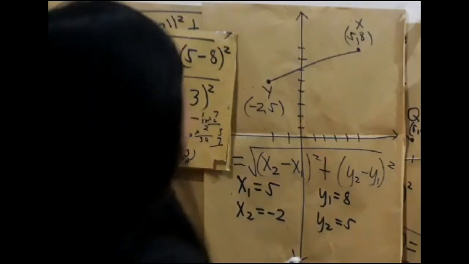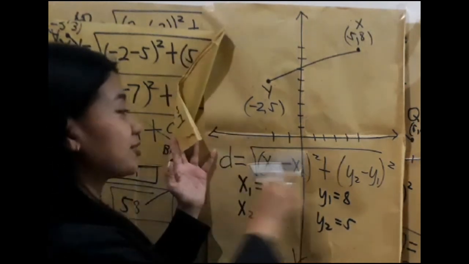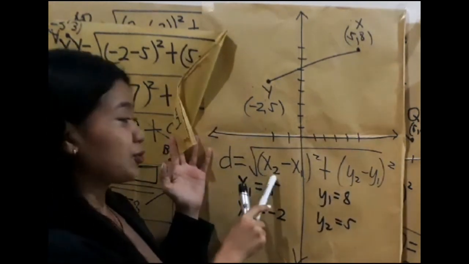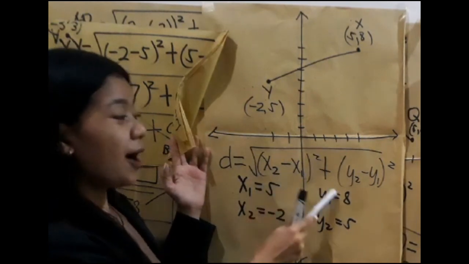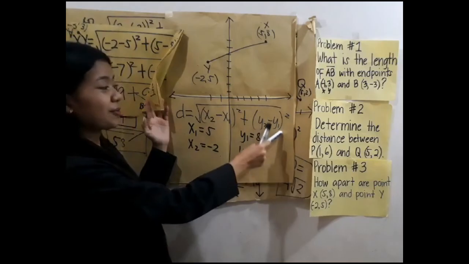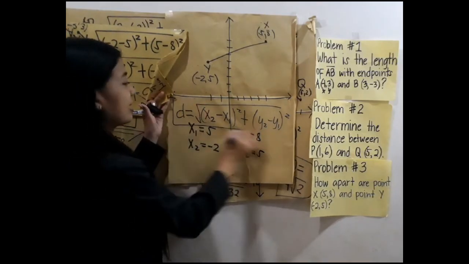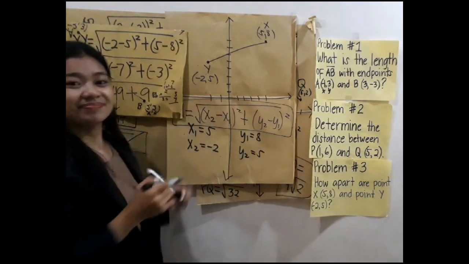So d is equal to the square root of the quantity x sub 2 minus x sub 1 squared plus the quantity y sub 2 minus y sub 1 squared. This is our distance formula.